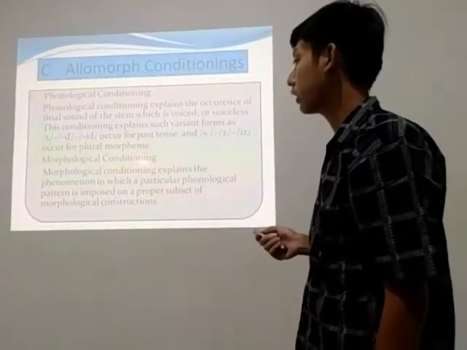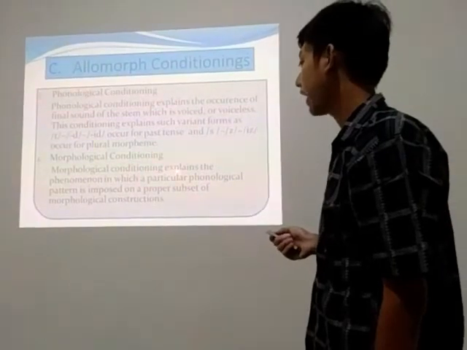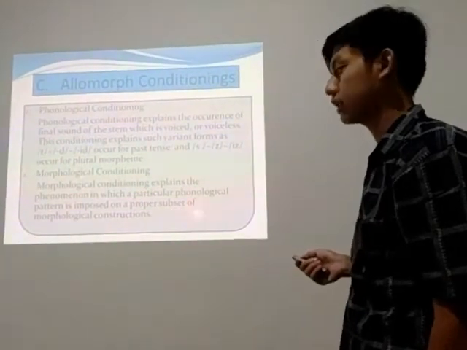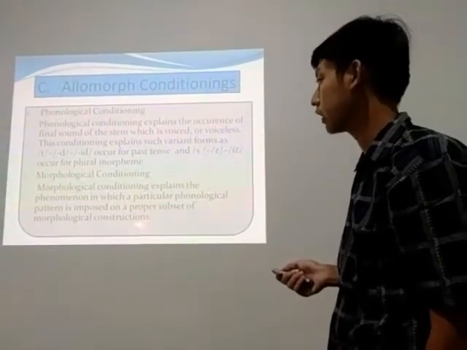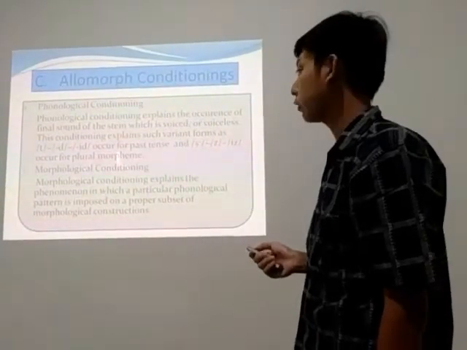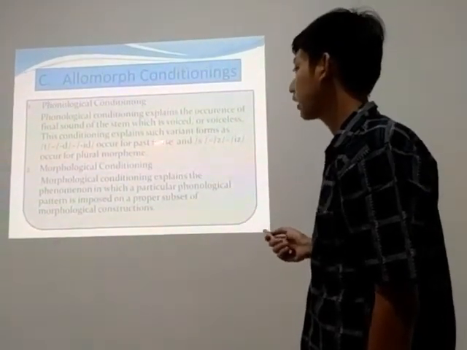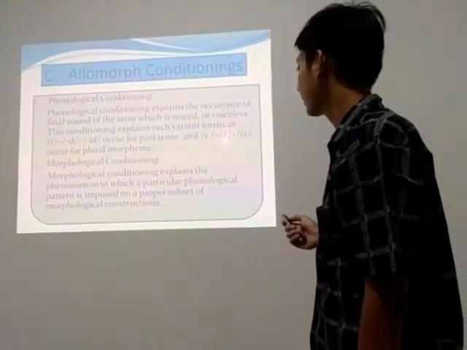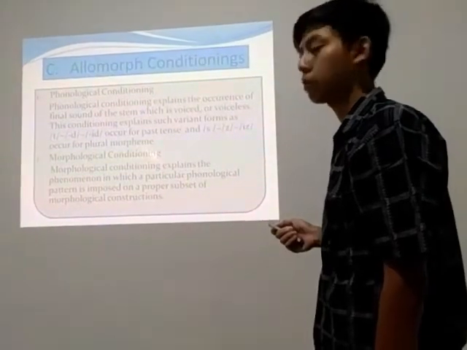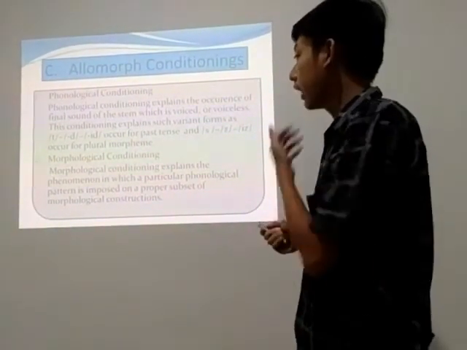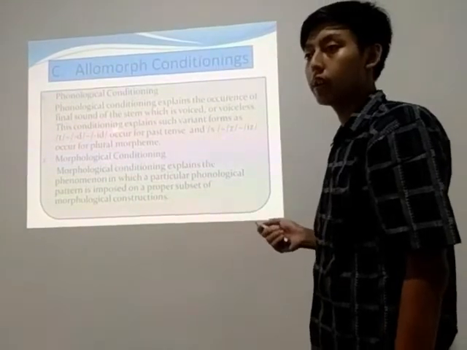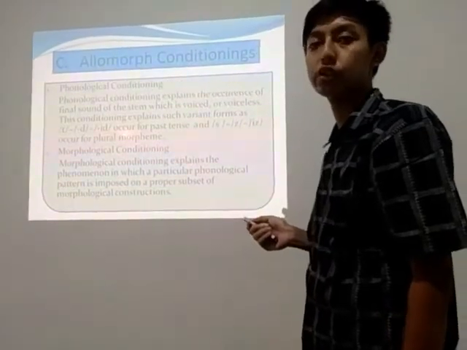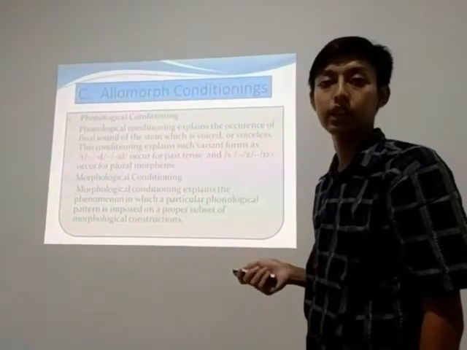Second is morphological conditioning. Morphological conditioning explains the phenomenon in which a particular phonological pattern is imposed on a proper subset of morphological constructions. So we can see such variant forms as t, d, and id occurring for past tense, and s, z, and iz occurring for the plural morpheme. But in morphological conditioning, some plural morphemes are used differently, for example, children and oxen.